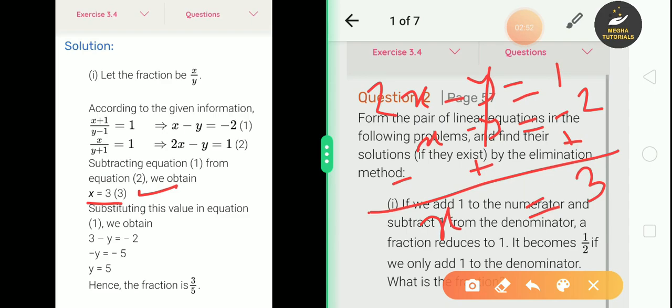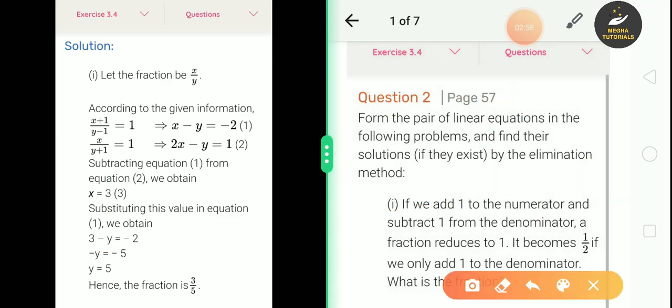So 3 minus y is equal to minus 2. So you can transpose 3 on the RHS. So we'll get minus y is equal to minus 2 minus 3. Minus 2 minus 3 is minus 5. So minus y is equal to minus 5. Minus sign on both sides, so we can cut it. So we'll get y is equal to 5. Therefore the fraction will be x upon y, that is 3 upon 5.